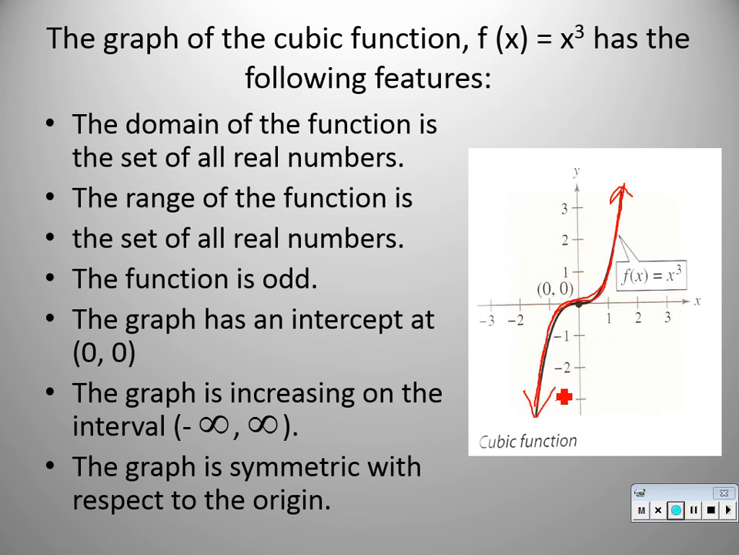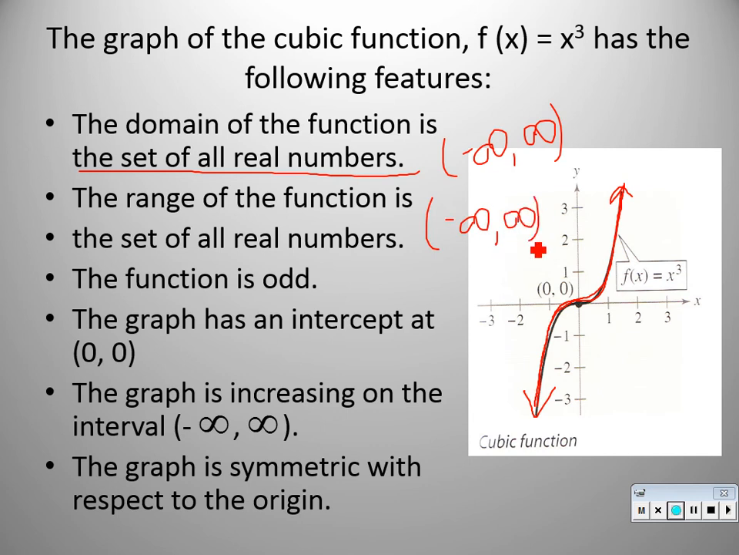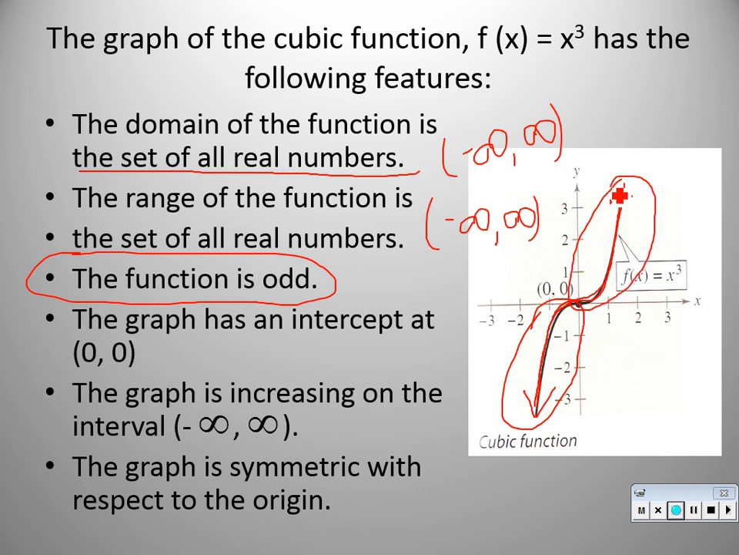One is, once again, the domain is the set of all real numbers. The domain goes from negative infinity to positive infinity. The range is also the set of all real numbers. This also goes from negative infinity to positive infinity. The cubic function is an odd function, meaning that it is symmetric with respect to the origin. So you can see here, this piece, if I were to reflect it over the origin, is the same as this piece here. The graph has an intercept at 0, 0. That's this part right here. The graph is increasing from the interval from negative infinity to positive infinity.